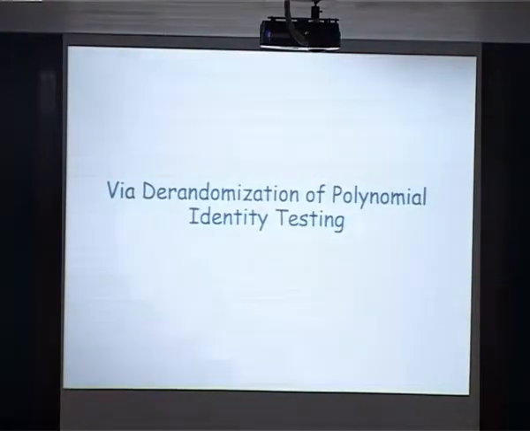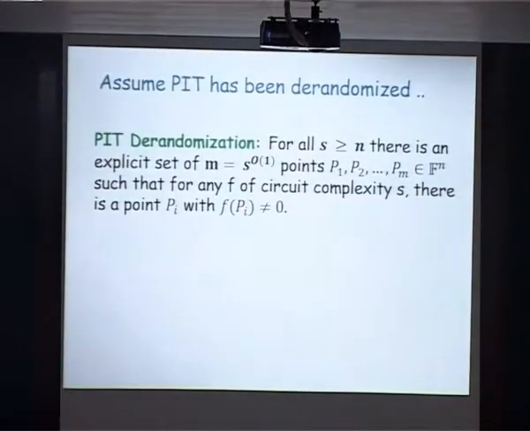So, now the de-randomization of polynomial identity testing. Recall the polynomial identity testing problem. You are given a circuit C. You want to determine whether its output is identically 0 or not. And this is an algorithmic problem.